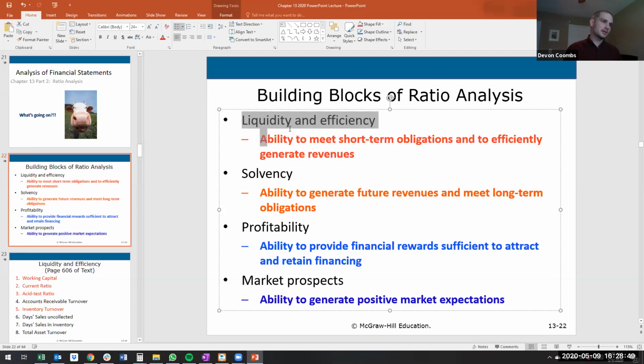First, we want to know liquidity and efficiency. So what is our ability to meet short-term obligations and to efficiently generate revenues? So the goal there is anything short-term, a year or less generally, how are we going to be able to meet those goals? It doesn't matter at all if we expect to generate enough money in 10 years to pay our long-term goals and get rich, if we can't pay our debts today.